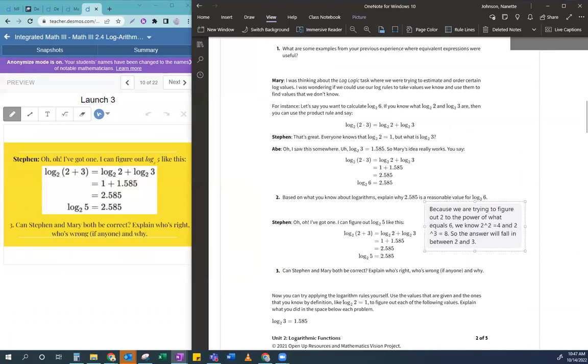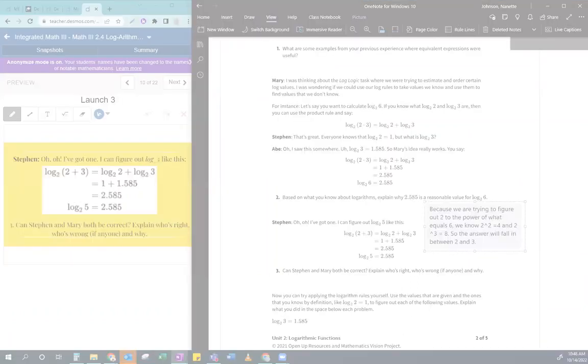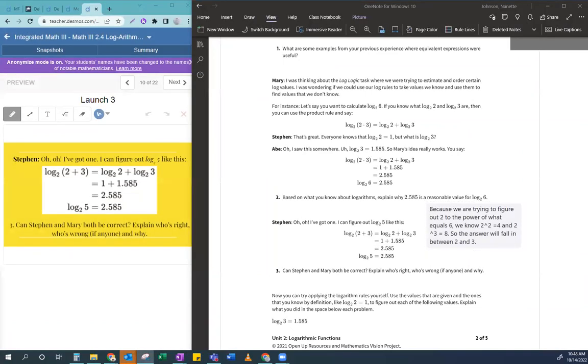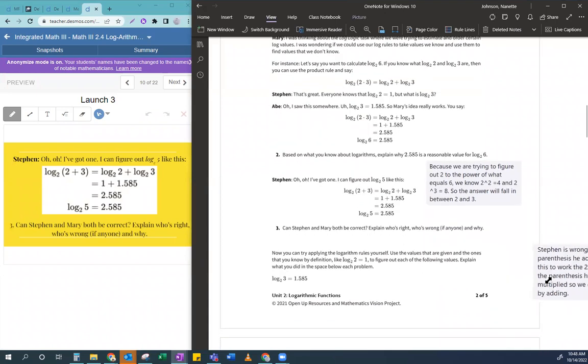Someone says Steven's wrong because in parentheses he adds 2 and 3, and for this to work, the 2 and the 3 in the parentheses have to be multiplied so we can break it up by adding. Very good. Very, very simple. So what this person does, again, classic person for responding. This person also got a pretty strong grade on the test as well.